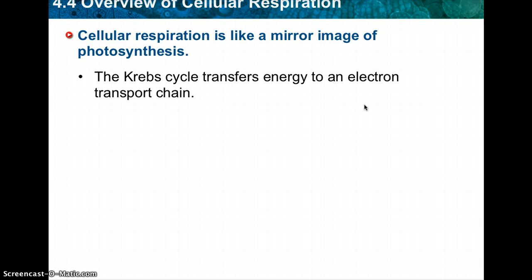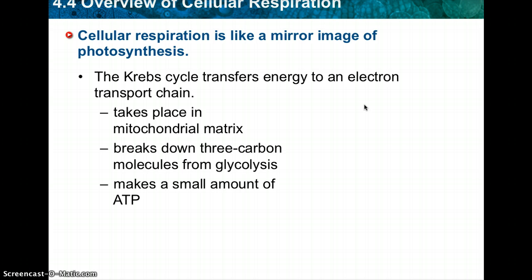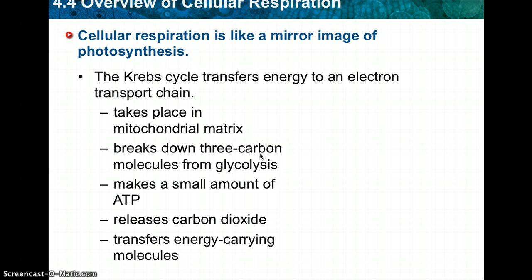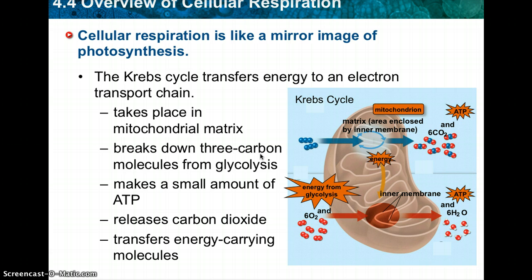So now we're going to talk about the Krebs cycle. First, the pyruvic acid, which is that 3-carbon molecule, is going to enter the second stage of cellular respiration, known as the Krebs cycle, where a little more energy is generated. It's going to take place in the mitochondrial matrix, and basically the Krebs cycle breaks down that pyruvic acid, or that 3-carbon molecule, and it makes a small amount of ATP. The Krebs cycle is going to release some carbon dioxide, and it's going to transfer some energy-carrying molecules to the electron transport chain. So here's the picture of the Krebs cycle, and you can see that's happening in the mitochondria.